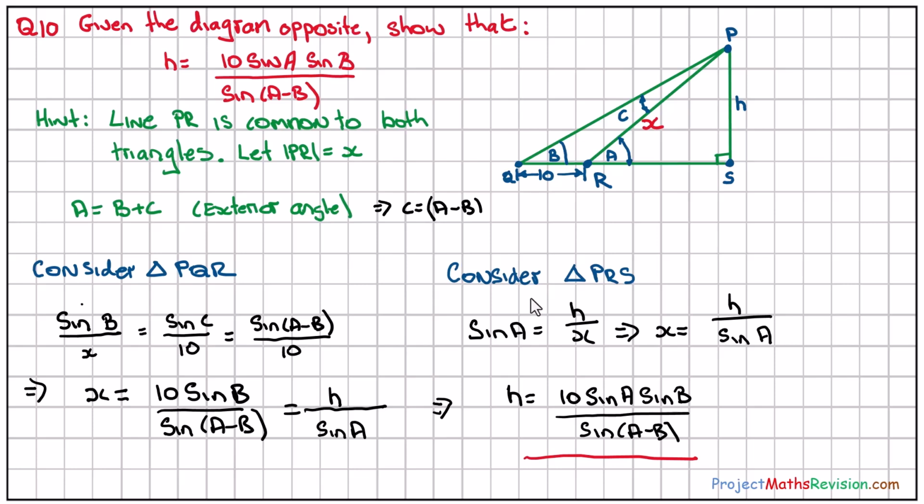So it doesn't look as difficult as it might have been at the beginning. Remember, you have two triangles. The key here really was to see that PR is common to both of those triangles. So get an expression for PR in the triangle on the left and an expression on the right, equate them, and you should be able to work out what H is.